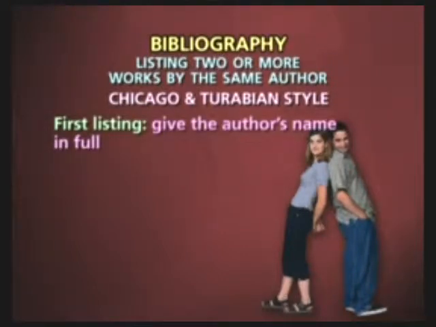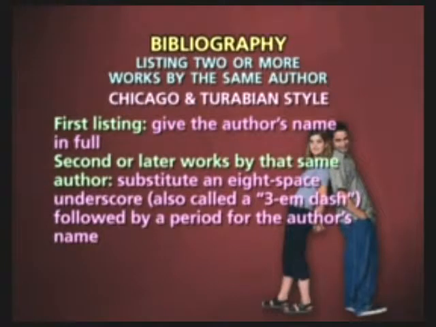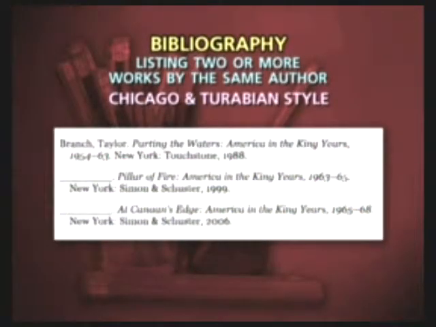Finally, if you list two or more works by the same author, you would give the author's name in full in the first listing. And then for the second or later works that are listed by that same author, rather than repeat the name, you substitute an 8-space underscore, an underline that is exactly 8 spaces long, followed by a period, for the author's name, like this. Here we have a sample from a bibliography in which 3 separate books by the author Taylor Branch are being listed. Here's how they would be listed.